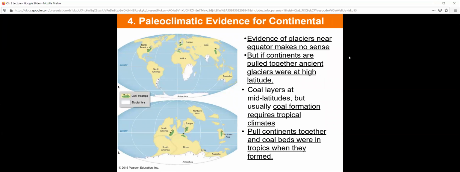And more so later on, we have paleoclimate evidence. We have coal all around the same locations. Why? Because maybe they were once all touching each other. It's not separate, isolated deposits of coal covering the world. It was one coal bed that was broken up. And the same argument was made from glacial ice.